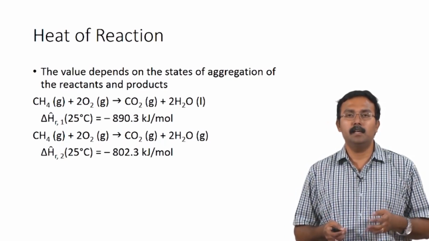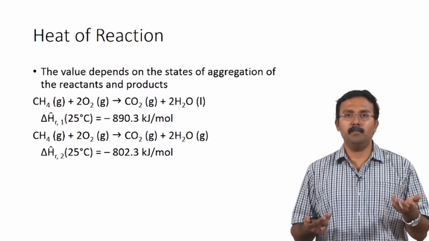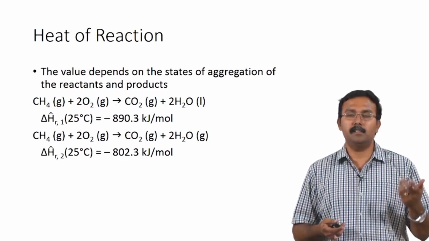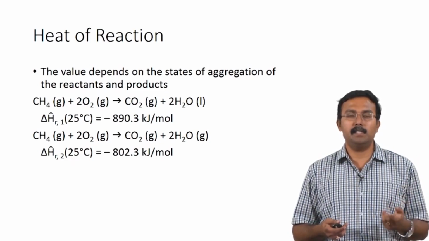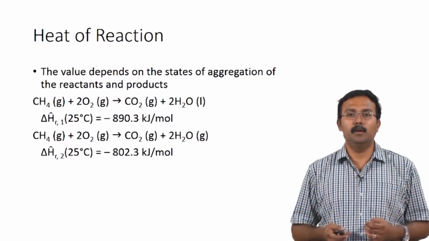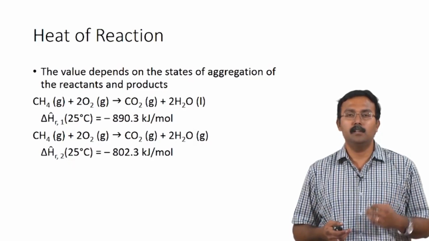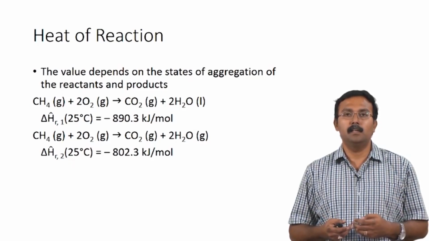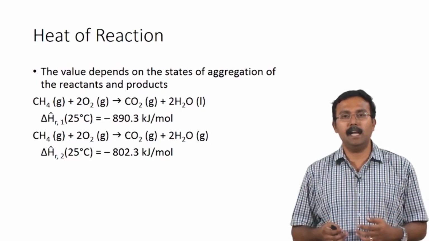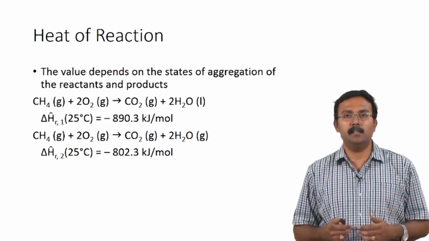What happens here is the enthalpy of the products minus enthalpy of the reactants. The enthalpy of the products is now different because you have water vapor instead of liquid water, so the heat of vaporization has to be accounted for. Since you have 2 moles of water in the product, it is 2 times the heat of vaporization, which is 44, so 2 times 44 is 88. That is the difference between the two, and that is why you see the difference in heat of reaction.